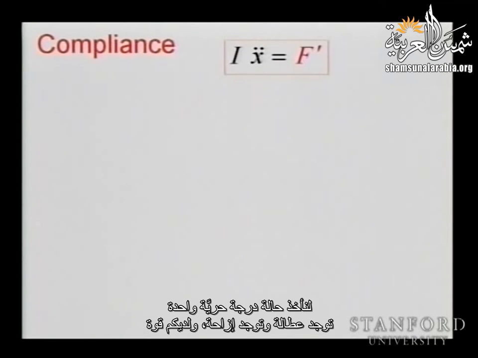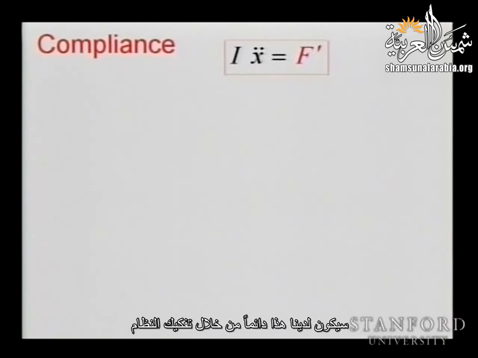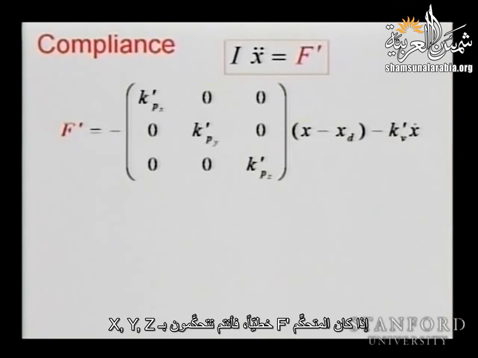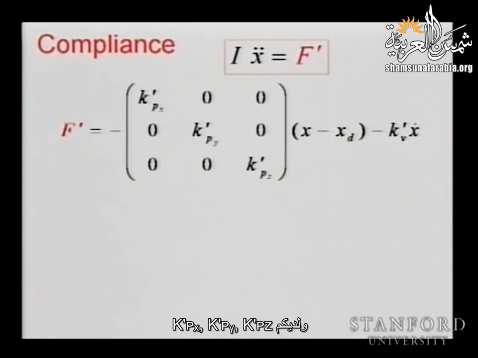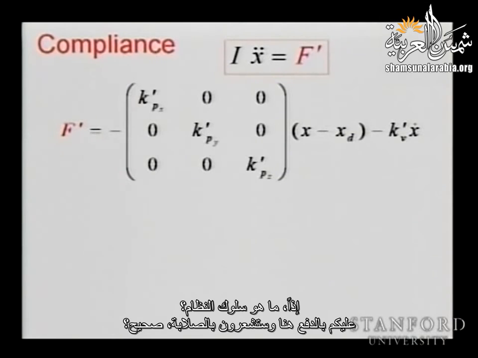So let's just take a case of just one degree of freedom. You have an inertia, some displacement, and you have a force. And we come to this all the time by decoupling the system. So if we think about the controller F prime to be just a proportional controller, you are controlling X, Y, and Z, and you have a KP prime, KP Y prime, and KP Z prime, right? So what is the behavior? You push here, and you're going to feel some stiffness, right? And this stiffness is going to come from your mass times KP prime. It's the overall stiffness.